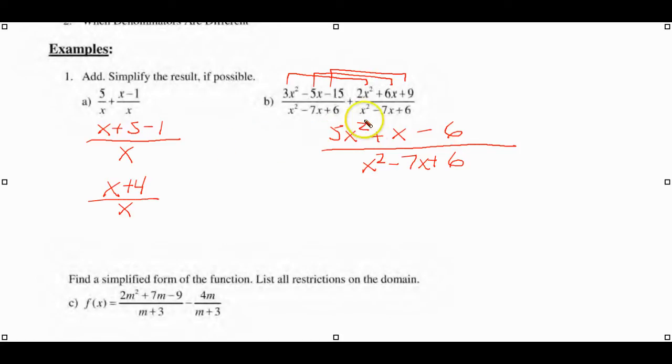Now you might say you're finished. Well, sort of. Now you have to look to see if this can be factored. And it can. So we need to factor the top and factor the bottom. This one's a little easy, so let's do it first. x, and then 6, 1 has to add up to a negative 7.